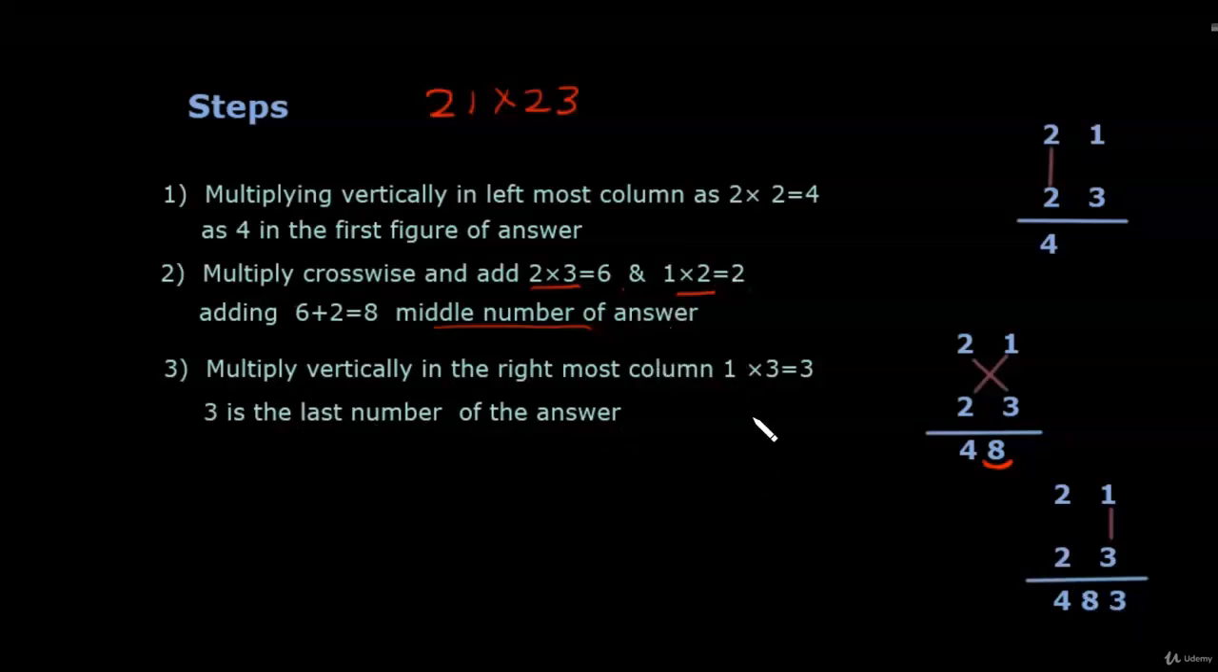Now let's try to understand again. First of all, place these two numbers one below the other, like here. Then we will multiply the two numbers from the leftmost column, that is 2 times 2 gives us 4. This will become the first digit of the result. Then we will multiply crosswise. 2 times 3, that is 6. 1 times 2, 2, and this is 8. So the result here becomes 8, and this gives us the middle figure of the answer. Then again vertically, the last column, 1 times 3 gives us 3. 483 is the answer.